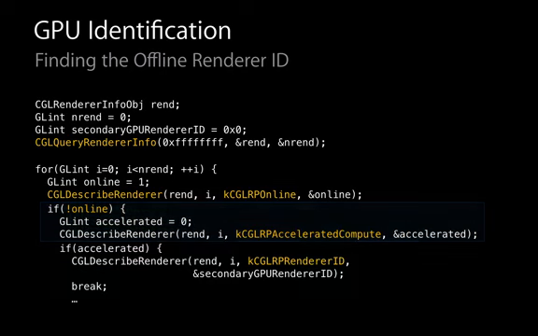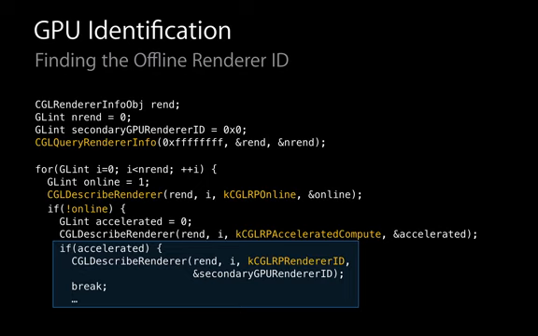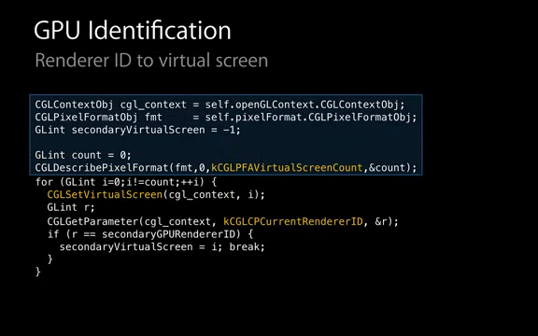And then if I get past that step, I'm going to issue another query here using CGLDescribeRenderer, and I'm going to ask for the renderer ID. So I started by getting a renderer info object. I then walked over all of the renderers that were in that object, and then filtered them using a number of other queries, and eventually ended up querying them for their renderer ID number. And in this case, I've found the secondary GPU, its renderer ID, and I'm going to store that to a value. And we'll use that in a little while.